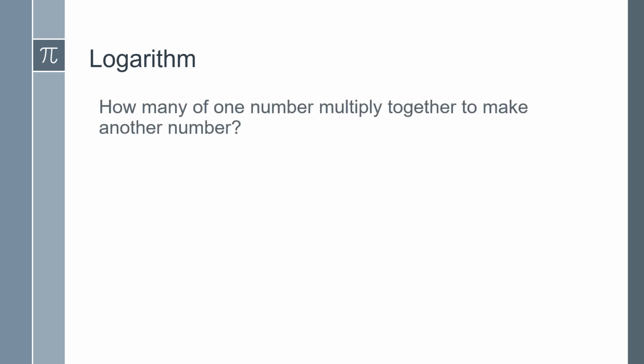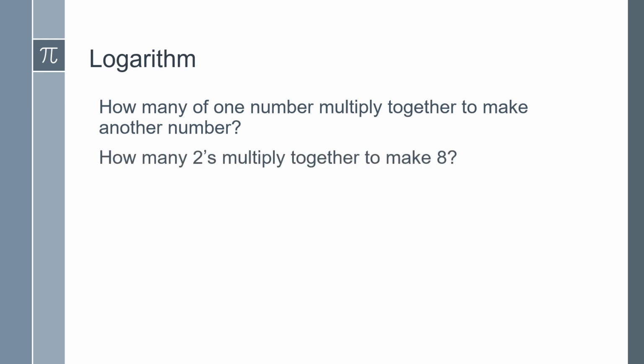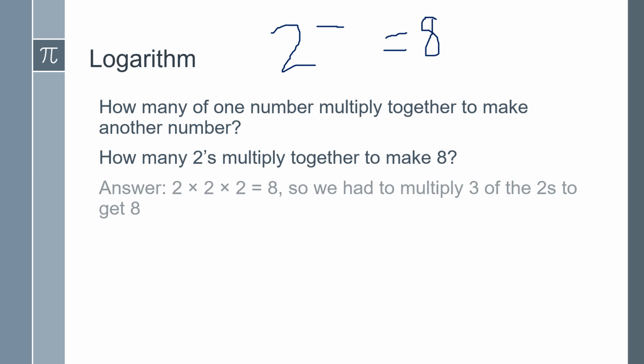Now with that being said, let's give us some clarity about a logarithm. When you think of a logarithm, as I have stated before, you're trying to figure out how many of one number multiplied together make another number. So here's a question for you. How many 2's multiplied together gives you 8? The answer is 2 times 2 times 2 is 8. So we have to multiply 3 of those 2's to give us 8.